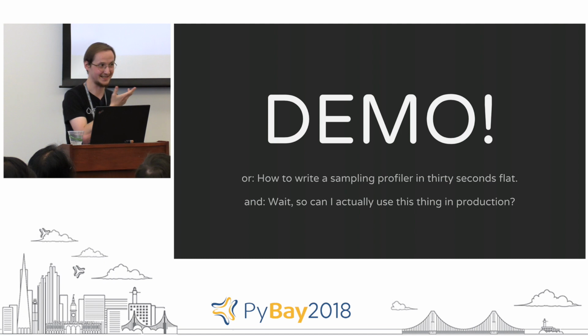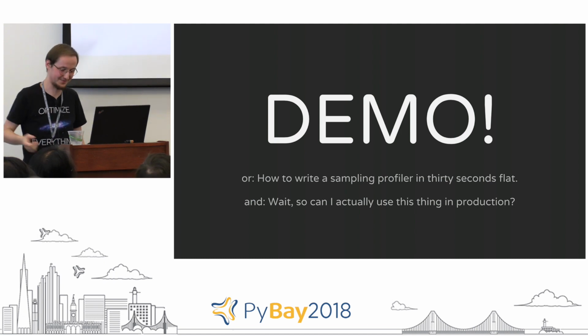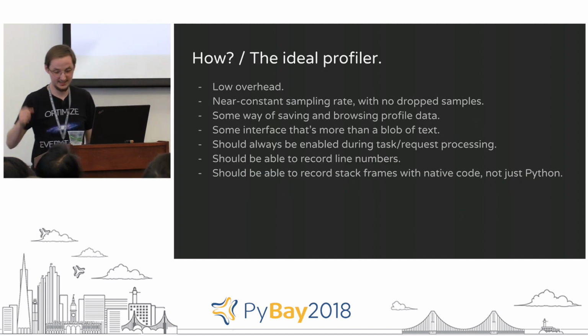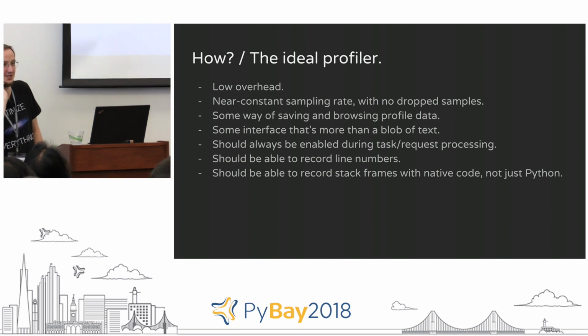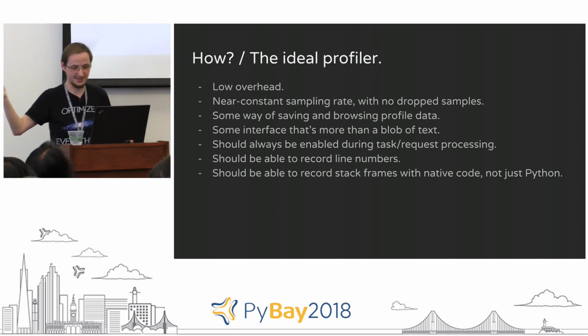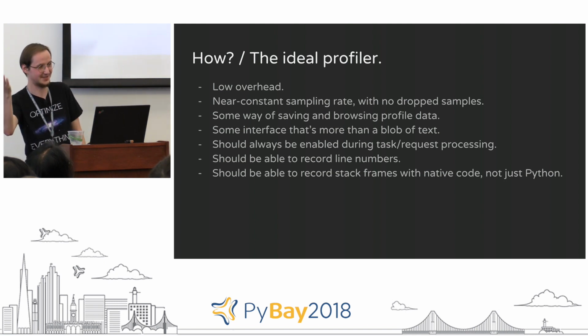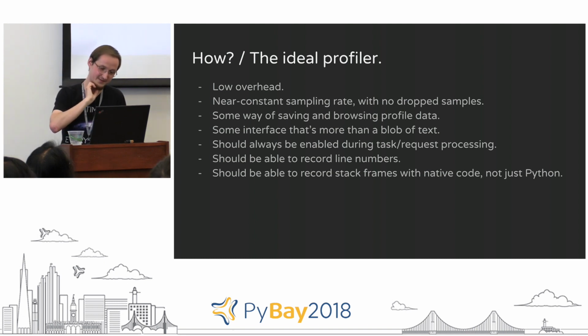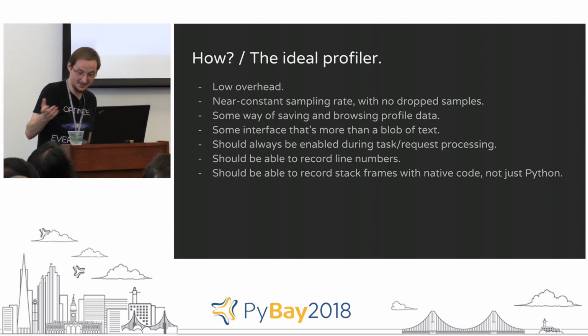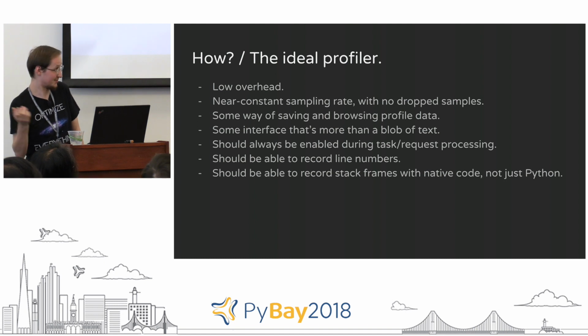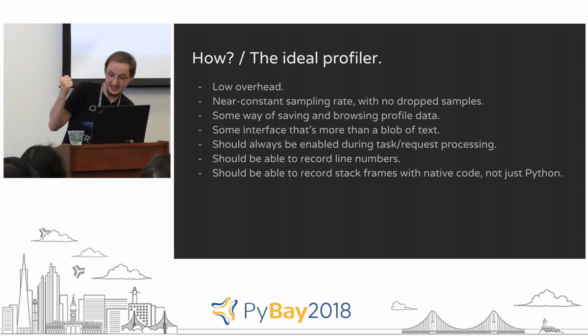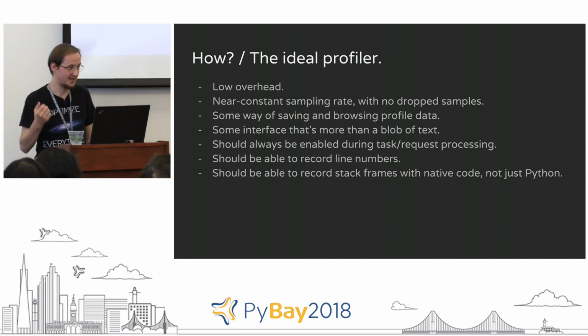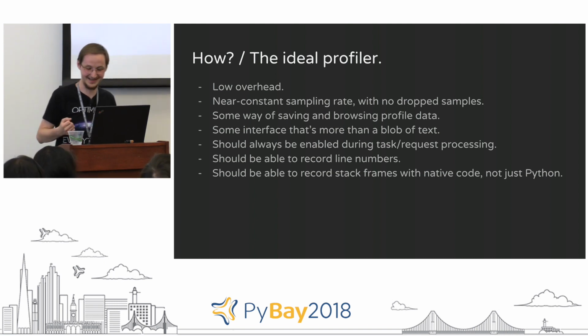So, knowing that, I would love to have a pure Python profiler. That would be great. Nope. So what would you want from a system that we're going to actually use every day? Ideally, of course, low overhead and a near constant sampling rate, because this thing was not actually sampling at a constant rate. Some way of saving profile data, some interface that's better than text. Well, we've seen that. That's actually there. You should always enable it when you're doing something. You should be able to record line numbers. We were. And it should also be able to look into native code, which we were. Isn't that handy?